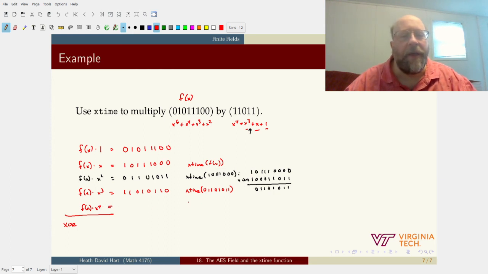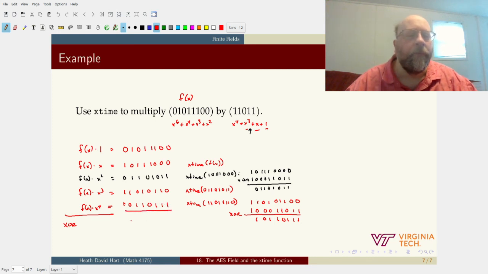So then we get to f of x to the fourth. Well, that's just xtime of what we had there, 1, 1, 0, 1, 0, 1, 1, 0. Well, that's 1, 1, 0, 1, 0, 1, 1, 0, 0. We're left shifting. That does overflow a byte. So then we XOR with our AES polynomial. And we get 1, 0, 1, 1, 0, 1, 1, 1. All right.